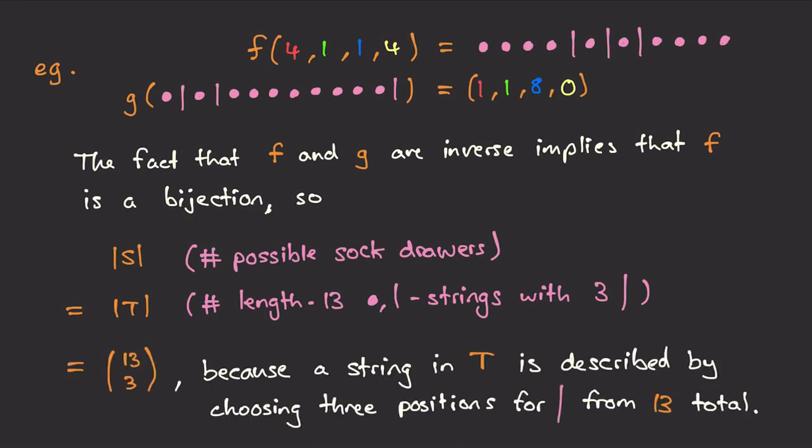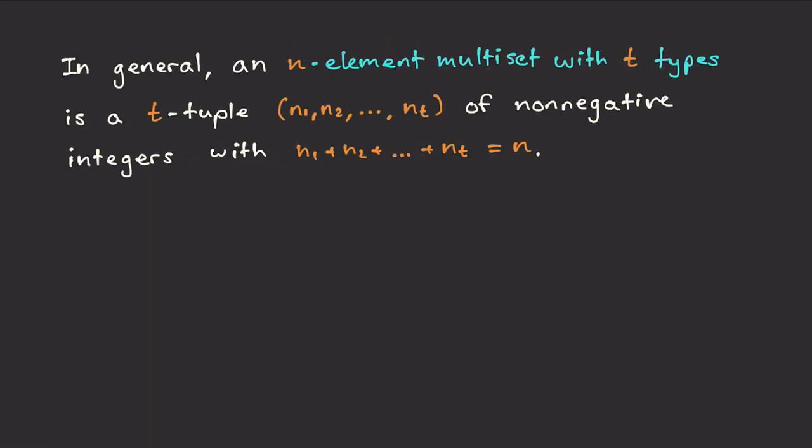The reason for that is because I can describe a string in T by telling you the 3 positions where the dividers fall. Those 3 positions make a subset of the 13 possible positions of size 3, and each subset would give me a different string in T. We do have a formula for n choose k, and you can use the formula to show that 13 choose 3 is 286, but it's fine to leave the answer in the n choose k form. Now let's stop talking about socks so we can sound more fancy.